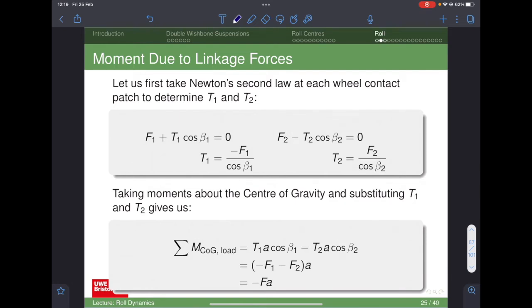If you plug these values for T1 and T2 into this equation, the cosine beta term will cancel out, and we basically get F1 and F2. So you have it together: F1 plus F2 now equals F, which is your mv squared upon r, times the distance A, which is the distance of the centre of gravity from the roll axis.